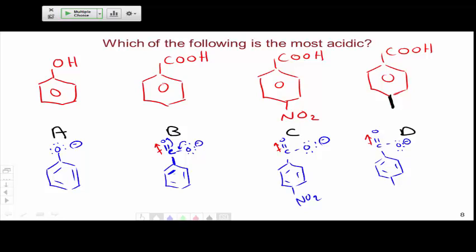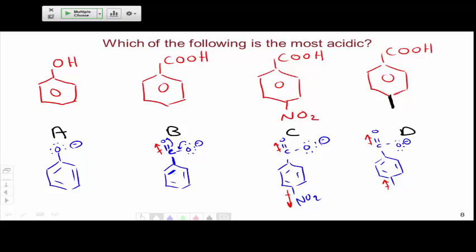Now comparing B, C, and D, I can see that the difference in there is a substituent on the para position. What do you know about NO2? Is it a withdrawing or a donating group? Go back to the chapter 16 reactivity chart. It's withdrawing by inductive effect. And what about the methyl in here? Donating. So I have a donating group and I have a withdrawing group.